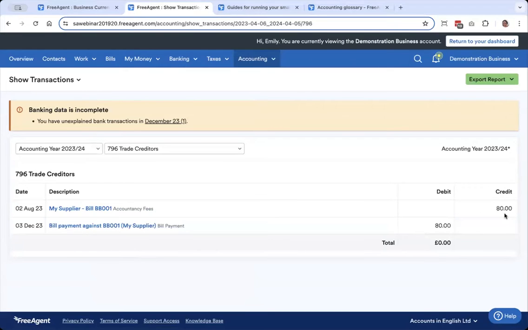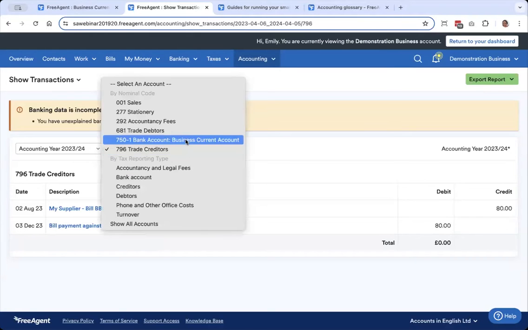What that is saying is it's reducing the value of that liability. That was a liability. That was money that I owed to my accountant. I've paid them. That liability does not exist anymore. I'm saying I don't owe that money to my accountant anymore. I've paid them. So that is why I am reducing the liability and doing it with a debit entry.